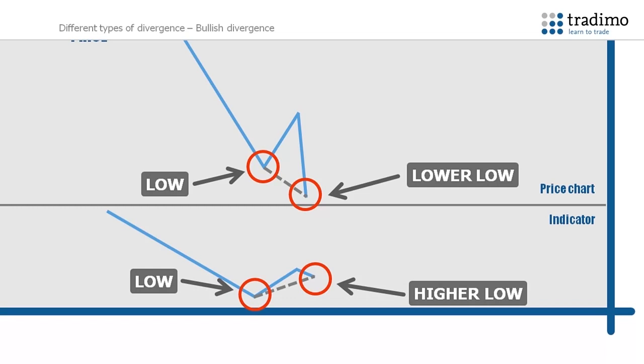Observe that while the connection between the lows on the price chart form a downside angle, the connection between the lows on the indicator form an upside angle. This normally precedes price moving in the opposite direction, potentially setting up a long trade.